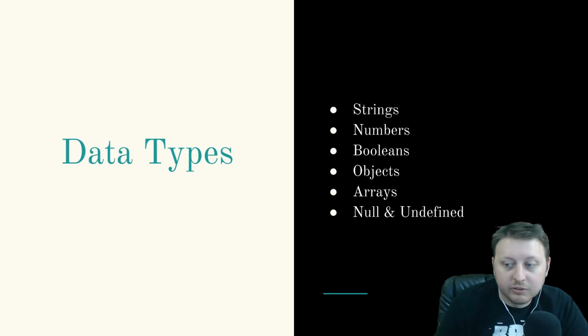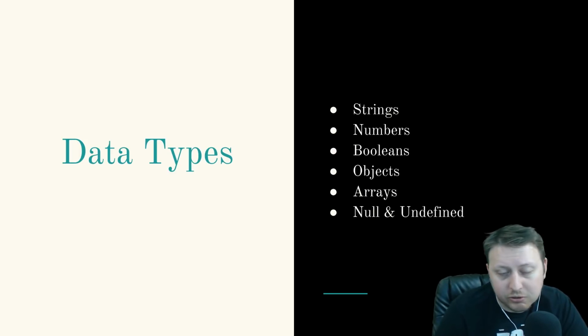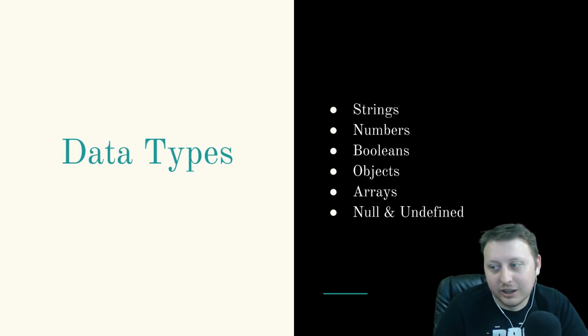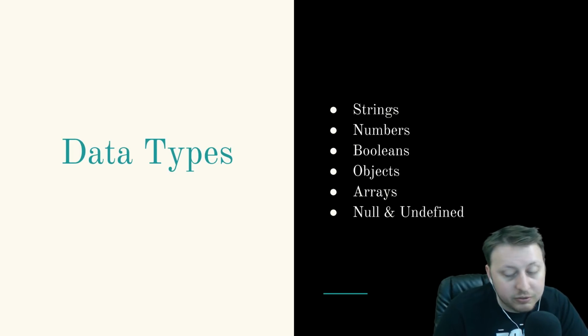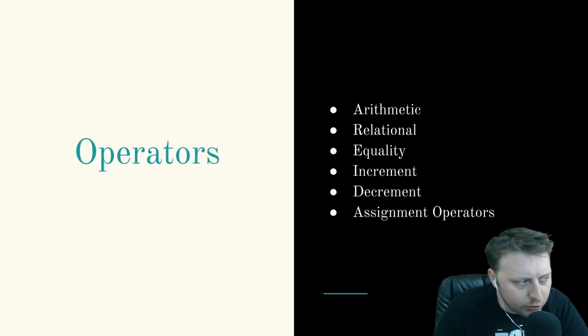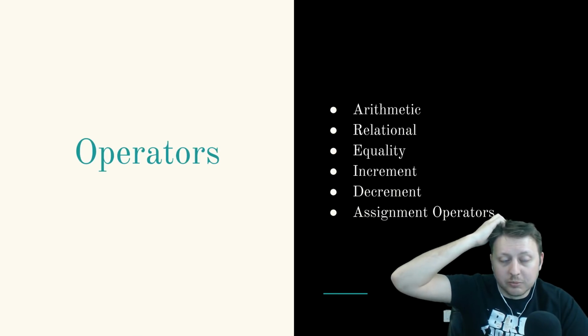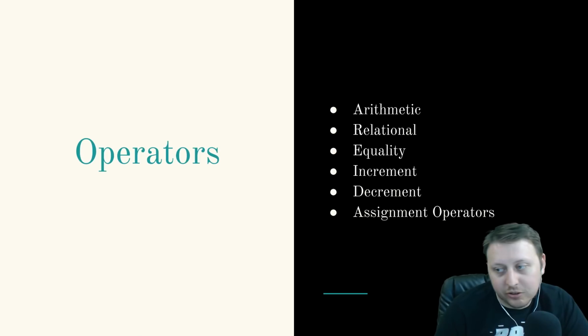When it comes to data types, we're going to be talking about what are strings, what are numbers, what are booleans, objects, arrays, nulls, undefined. What is all that, right? What are some functions and methods that we're going to be using in JavaScript? How does that work? What do they do? How can I use them effectively? When it comes to operators, we're going to be talking about arithmetic operators, relational, equality, how to increment, decrement, assignment operators, all things that you're going to need to know when it comes to the logic aspects of JavaScript.